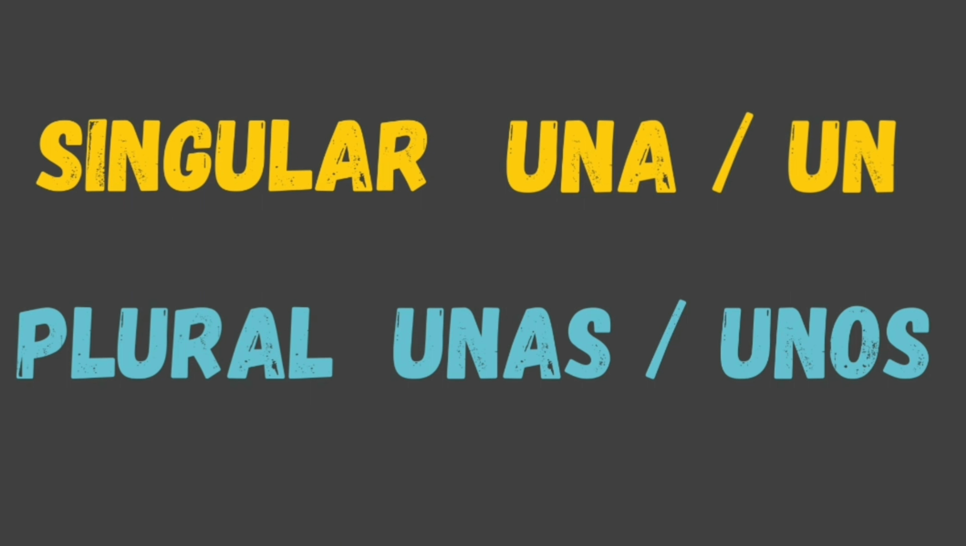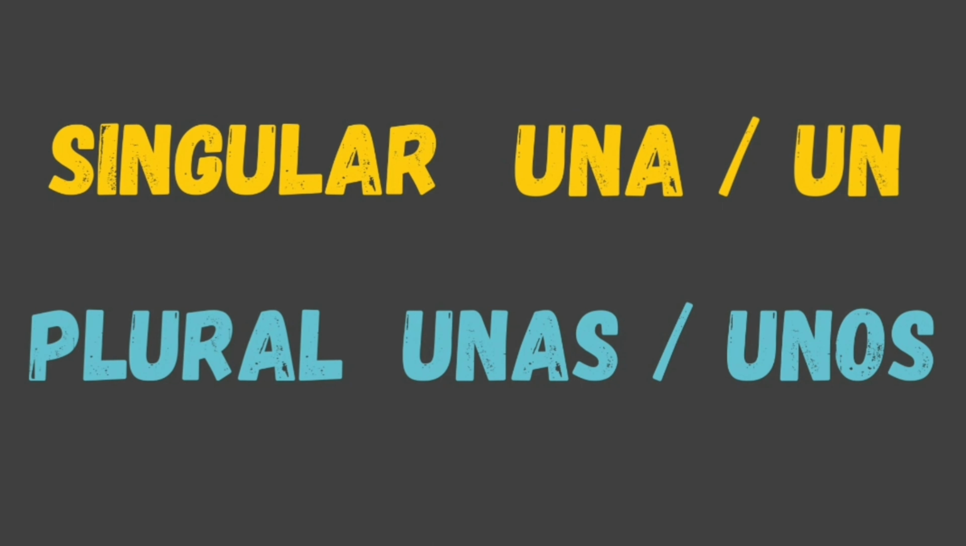Now, when talking about unos, the meaning is some. Then we're going to use it when we're talking about male gender in plural form, okay? For example, some boys, unos chicos, unos niños, okay? All right, now another example would be some videos, okay? Unos videos, some videos. Videos has a male gender, it's plural, so we have to use the indefinite article unos in Spanish.